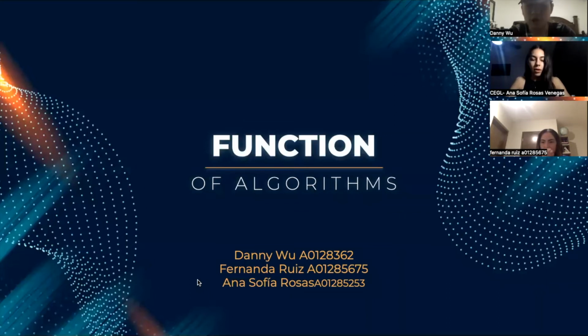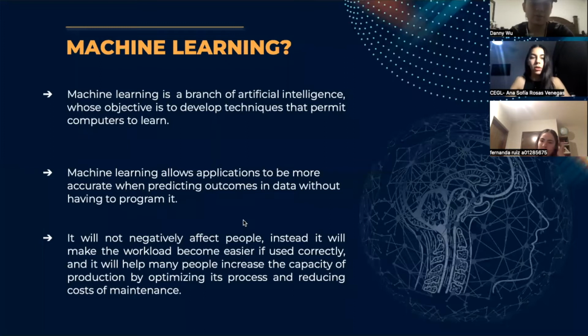Our topic is the function of algorithms. What's machine learning? Machine learning is a branch of artificial intelligence whose objective is to develop techniques that permit computers to learn. It also allows applications to be more accurate when predicting outcomes in data without having to be programmed. It will not replace us natively. Instead, it will make the workload easier.